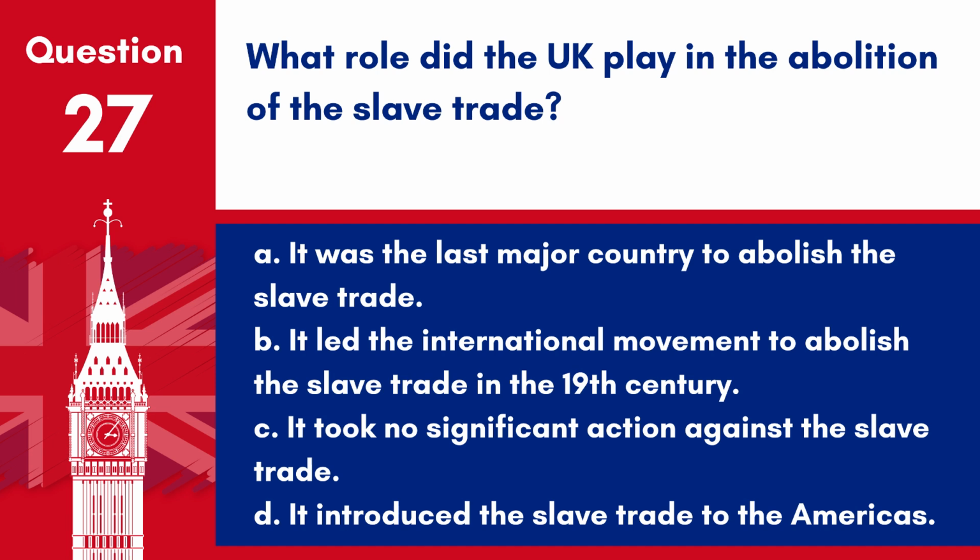Question 27. What role did the UK play in the abolition of the slave trade? A. It was the last major country to abolish the slave trade. B. It led the international movement to abolish the slave trade in the 19th century. C. It took no significant action against the slave trade. D. It introduced the slave trade to the Americas.